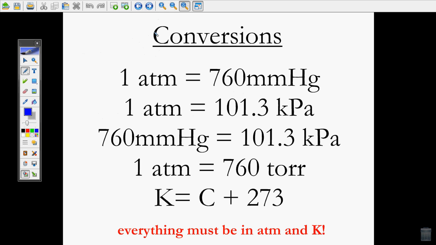All right, these are conversions that y'all will need to know. The first four are all pressures, so atmosphere, millimeters of mercury, kilopascals, and torr, those all measure pressure. So those would be your units for pressure. K is Kelvin. This is actually degrees Celsius plus 273. When you do gas laws, everything except for Boyle's law has to be in atmospheres and Kelvin. And if they're not, you need to convert.